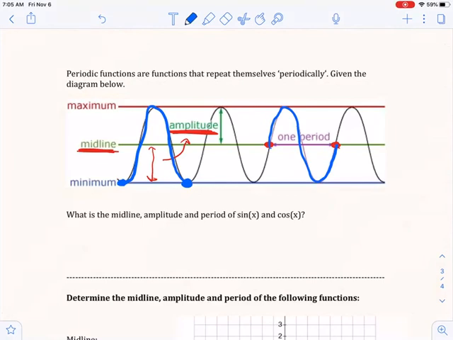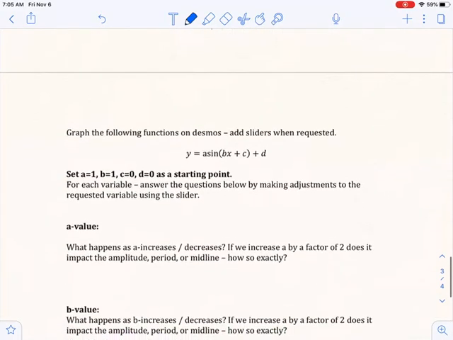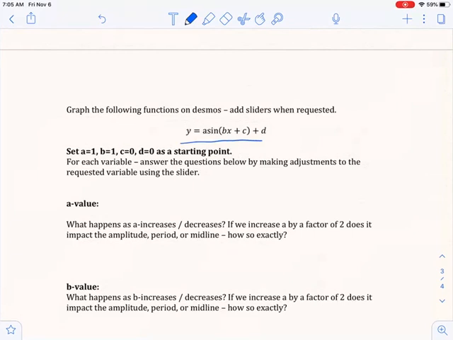You're then going to complete midline, amplitude, and period of sine of x. Don't want to miss that question. I gave you some graphs to do that same thing. And then there is a Desmos exploration, which brings us back to transformations, because this is pretty close. We're going to ask ourselves, between midline, amplitude, and period, what's changing and by how much. All right, so that is the skinny on today's lesson, and see y'all Monday.